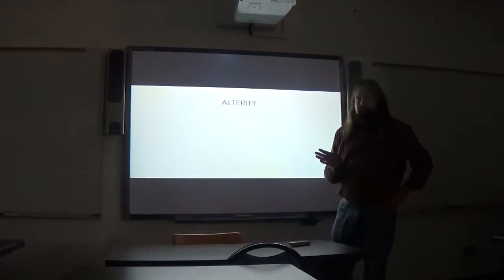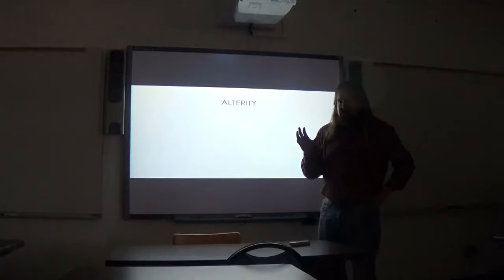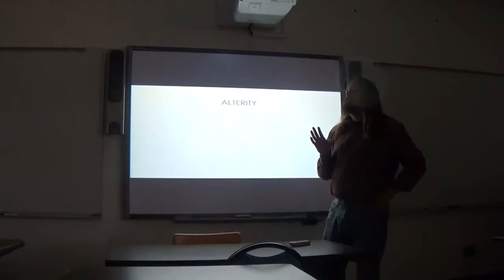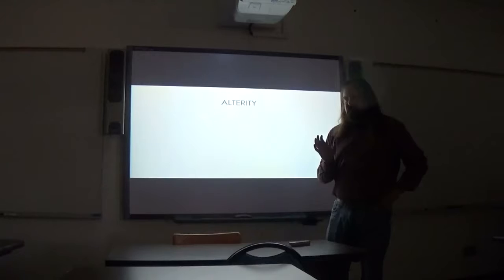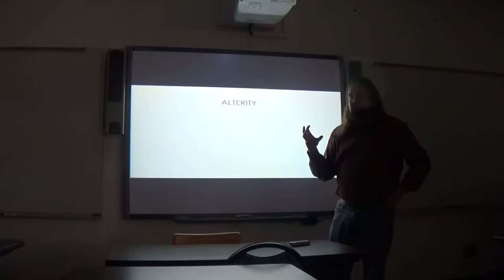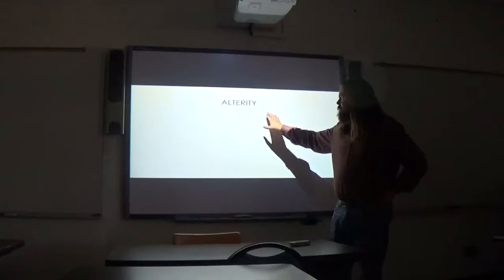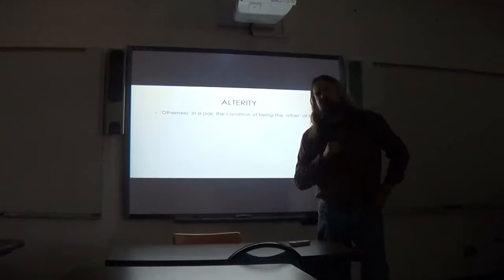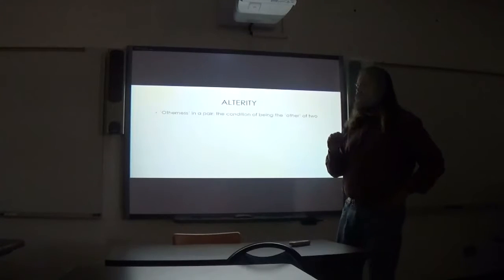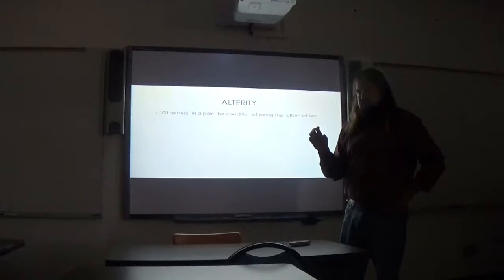So the first thing that I want you thinking about as you read this is the concept of alterity. Now, I introduced this to you briefly in the introductory lecture, but I want to go into a little bit more detail about this, since I think this is really important for understanding migrant literature generally, right? Because you're talking about writers who are operating in contexts where they're always in some sense other from the people around them. So alterity, you may remember, I hope you remember, is otherness in a pair, right? The condition of being the other in a group of two, right?